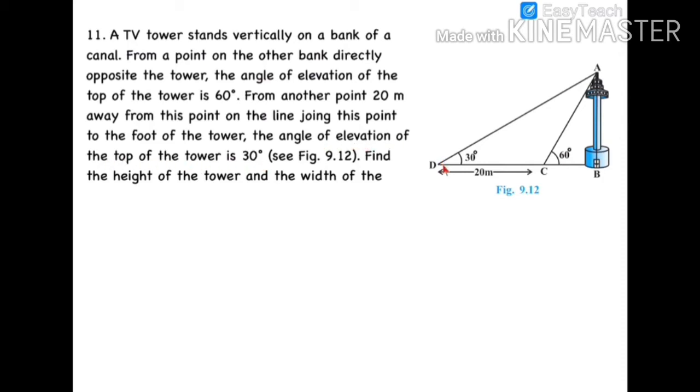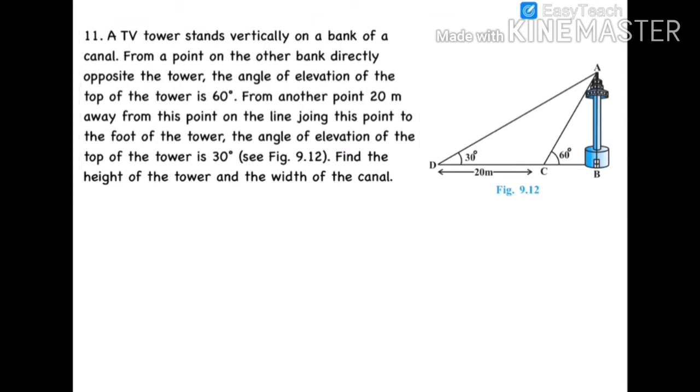So from this point D, if an observer looks at the top of the tower, then the line of sight makes an angle of 30 degrees with the ground. The question is to find the height of the tower and the width of the canal. So we have to find AB and CB.